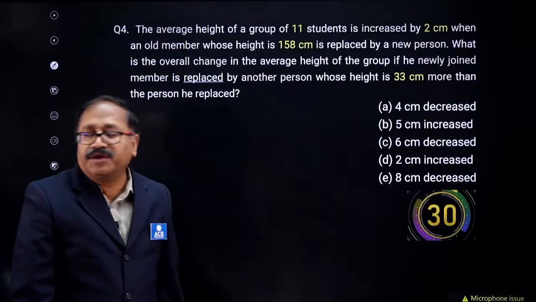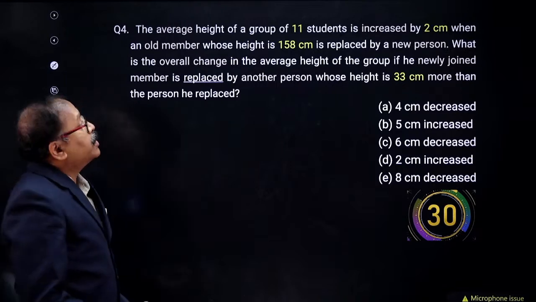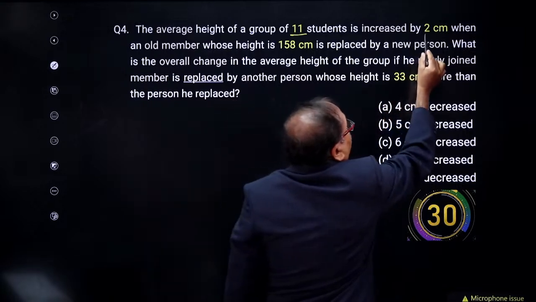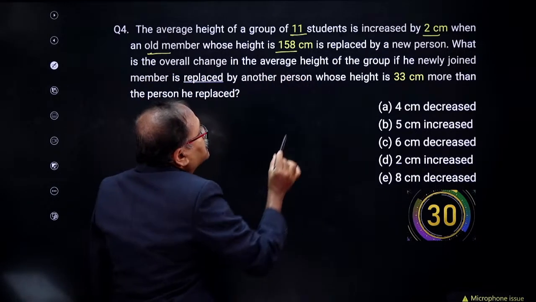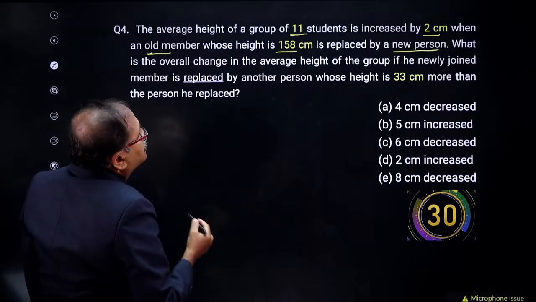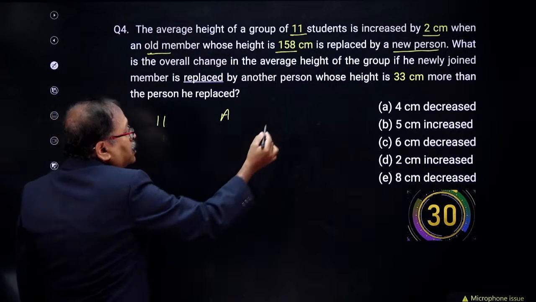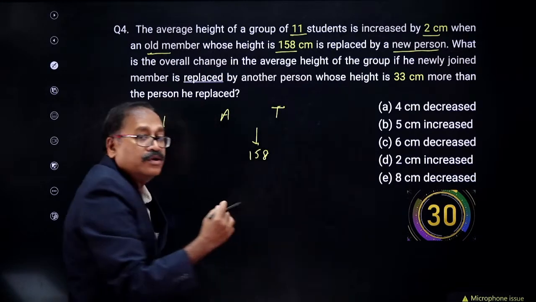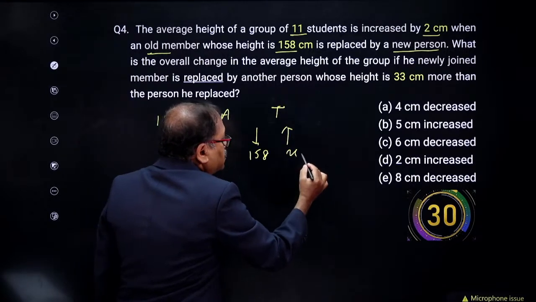Now the next question on the board here is this one. Look at this, my friends. The average age of 11 students is increased by 2 when the old member whose weight is 156 is replaced by a new person. Initially the 11 people have an average, let's assume A, so the total is T. The 158 is removed and replaced by a new person whose weight is X.